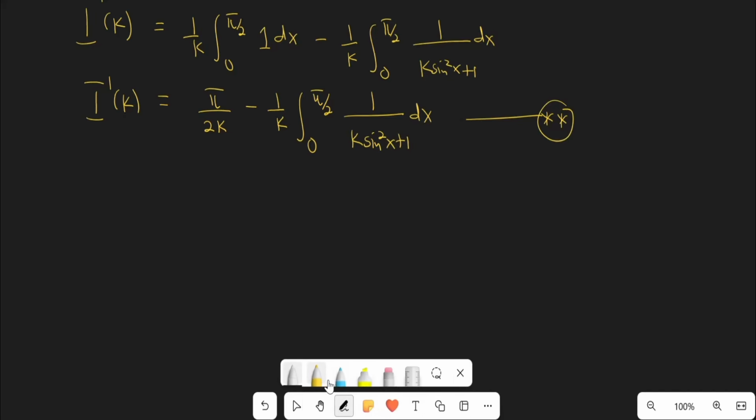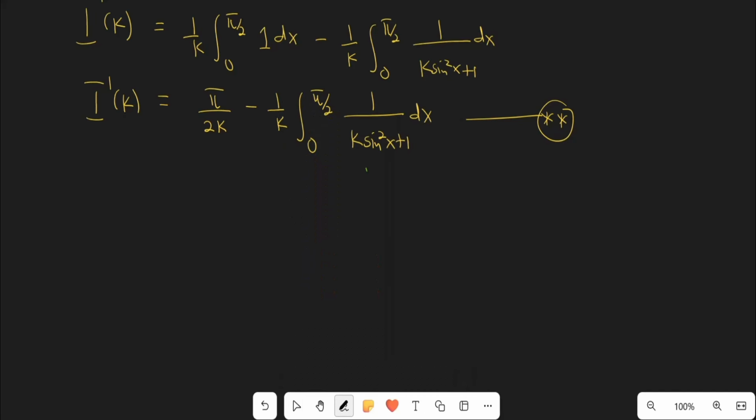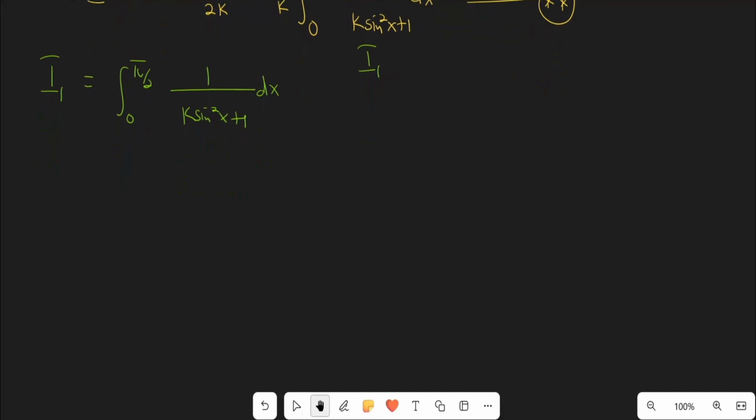So now I am going to solve this integral. I'm going to call this integral I1. So this integral I1 is equal to the integral from 0 to pi over 2 of 1 all over k times the sine square of x plus 1 dx. Now let's solve this one. In solving this, we are going to do a substitution.